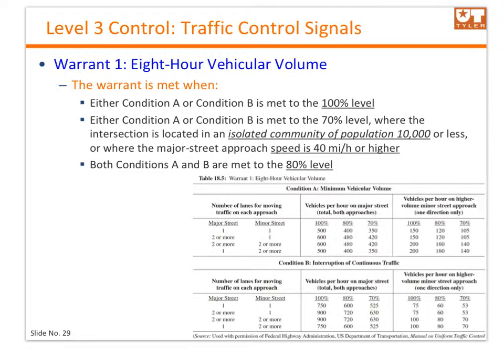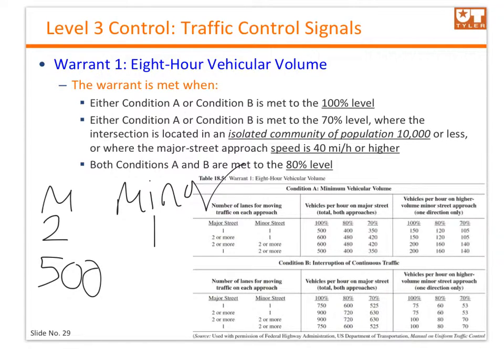So we need to be aware that 2 numbers have to be met, and we pick the lowest one. For example, again for the major street I have 2 lanes, and once again I have 500 vehicles. This is the summation in the 2 directions. For the minor street, I have 1 lane, and let's say 150 vehicles. I would pick this line, and the 500, the total vehicles per hour on the major street, is somewhere between these 2 numbers, 480 and 600. So for the major street, it satisfies the 80%, but it doesn't reach the 100%.